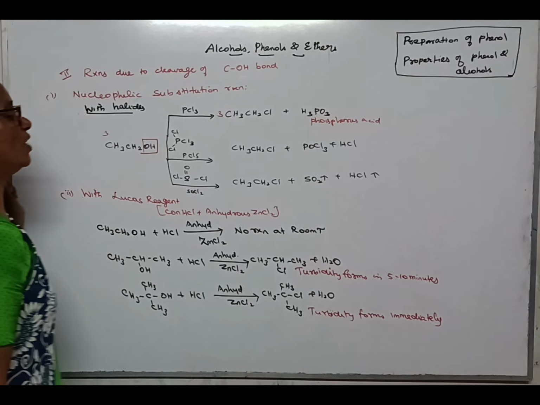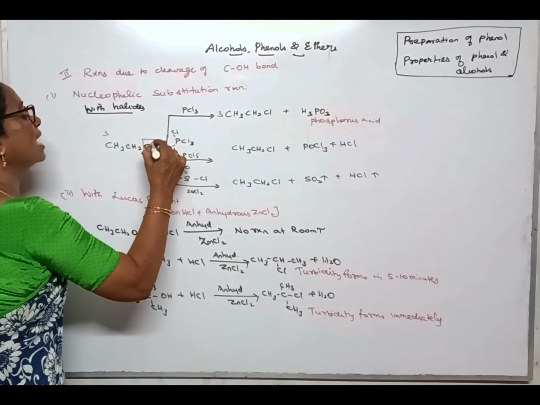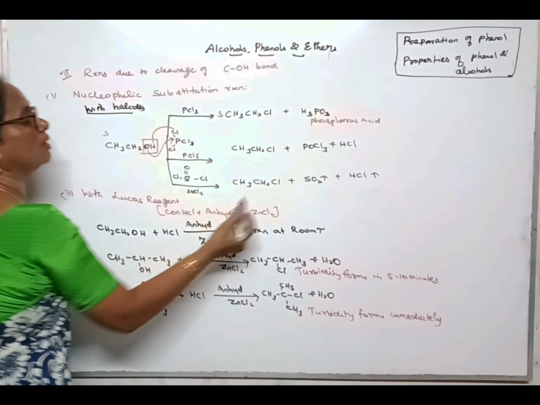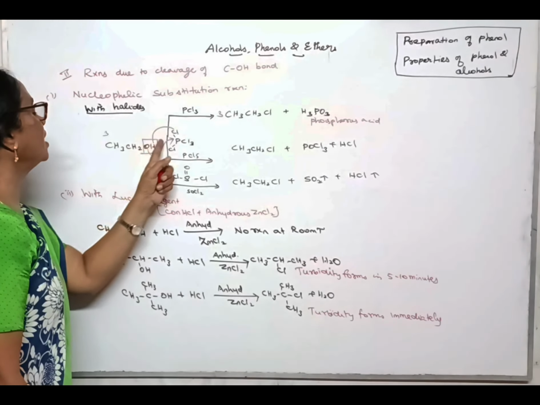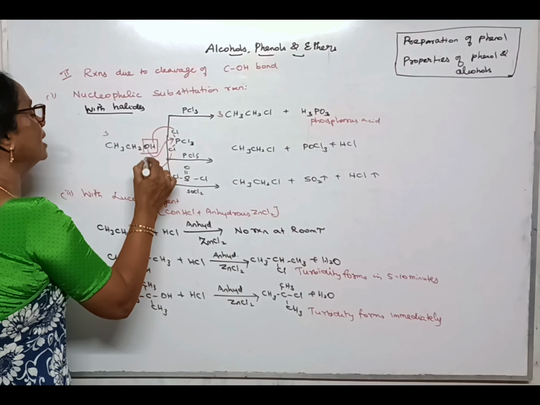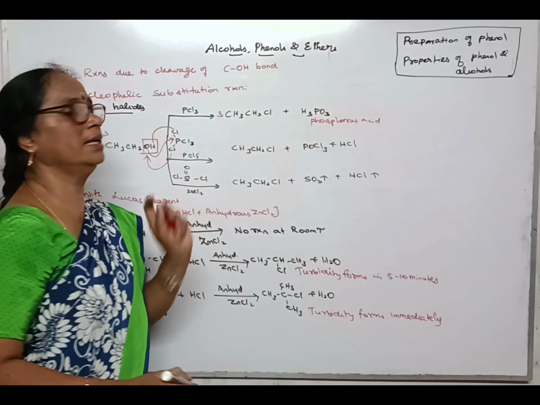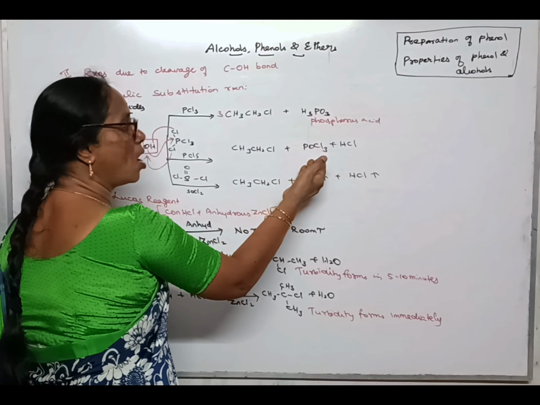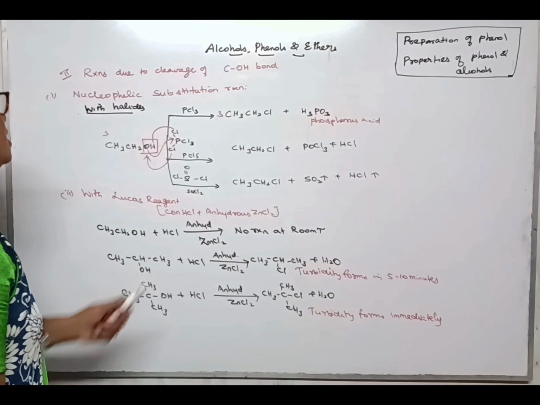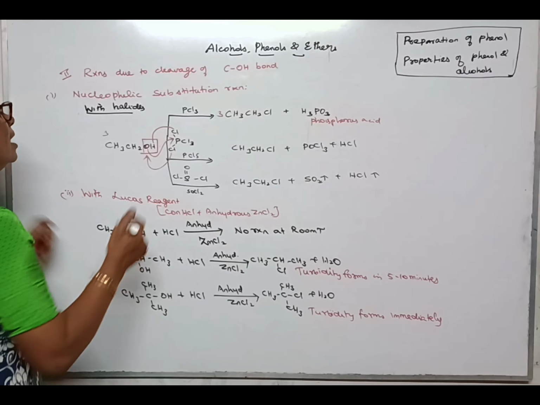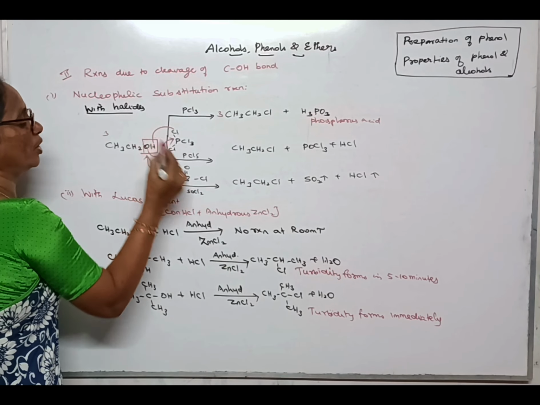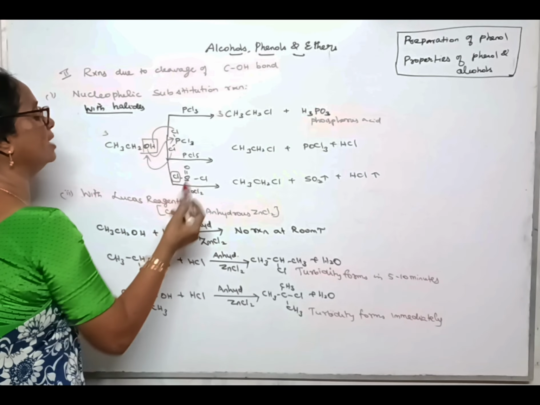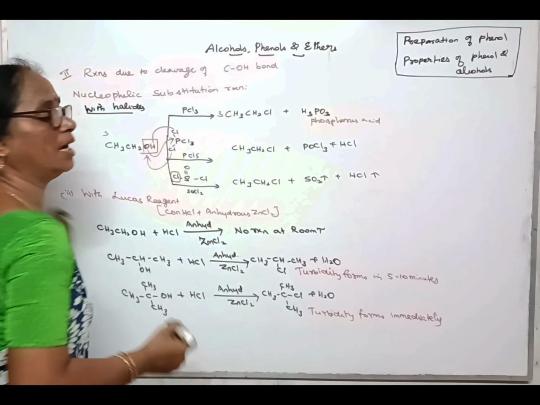Similarly, when you have phosphorus pentachloride, see this hydrogen and chlorine make HCl. This oxygen with the PCl3 makes POCl3. So after the removal of OH, this chlorine attacks the position, so we are getting ethyl chloride. So with phosphorus pentachloride, we have chloroethane, phosphorus oxychloride and hydrogen chloride. In the case of thionyl chloride, this chlorine replaces the OH group, so we are getting ethyl chloride, and SO with the oxygen makes sulfur dioxide, and this chlorine with the hydrogen makes hydrogen chloride.